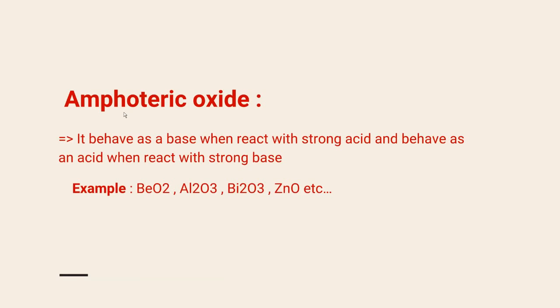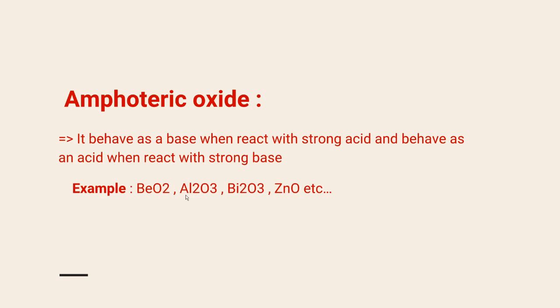Now let's see what an amphoteric oxide is. The amphoteric oxide behaves as a base when reacting with a strong acid and behaves as an acid when reacting with a strong base. Examples are beryllium oxide, aluminum oxide, bismuth oxide, and zinc oxide. Now let's take the example of aluminum oxide. The presence of the O²⁻ ion, the oxide ion, in this oxide makes aluminum oxide basic, so that it is able to react with acid.